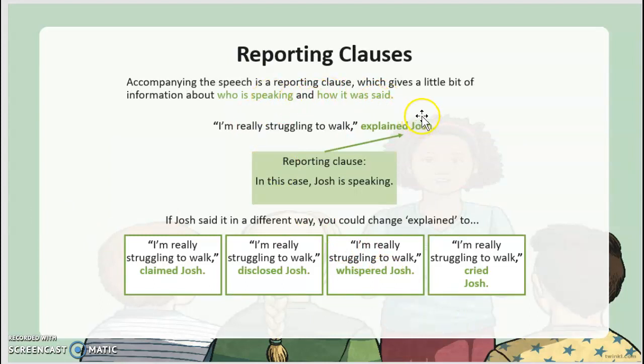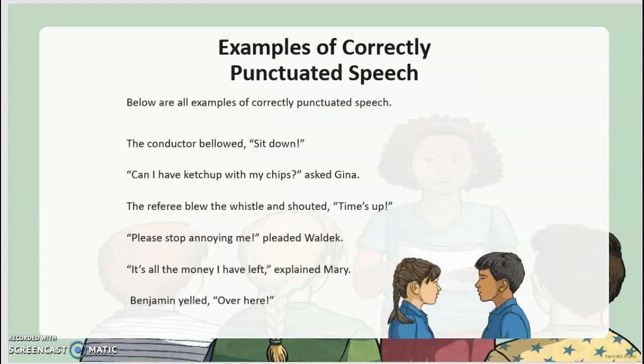Accompanying this speech with a reporting clause gives a little bit of information about who it is speaking and how it is said. We've talked about this in writing where we can have those adverbial phrases. So "I'm really struggling to walk," explained Josh. In this case, Josh is speaking. If Josh said it in a different way, we could change explained to claimed, disclosed, whispered, or cried. So it can give us information about how the character is speaking.